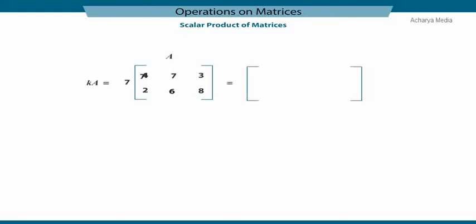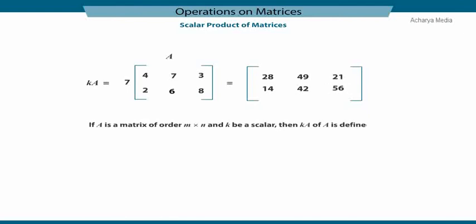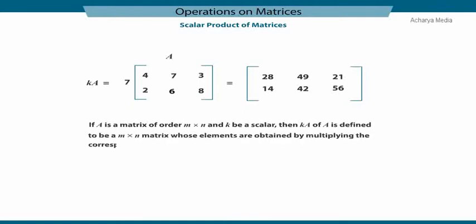So, we get in the first row of matrix KA, first element is 7 multiplied by 4 equals 28. Second element is 7 multiplied by 7, which is equal to 49. Third element is 7 multiplied by 3, which is equal to 21. In the second row, first element is 7 multiplied by 2 equals 14. Second element is 7 multiplied by 6 equals 42. Third element is 7 multiplied by 8 equals 56.